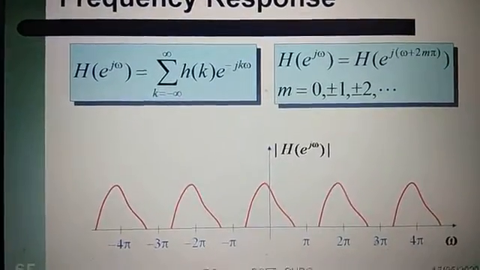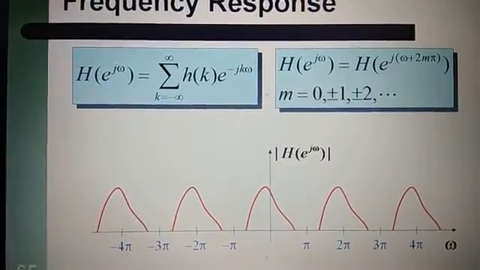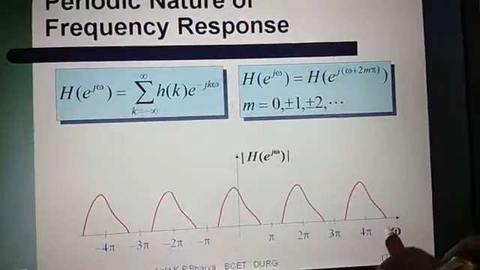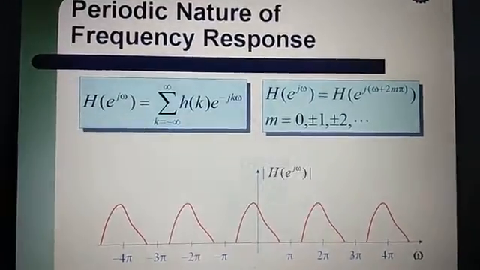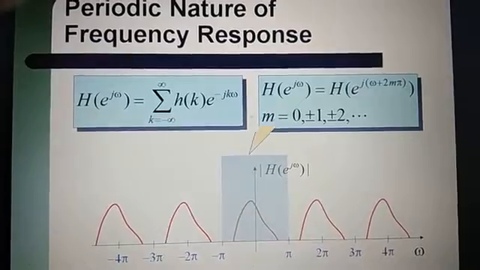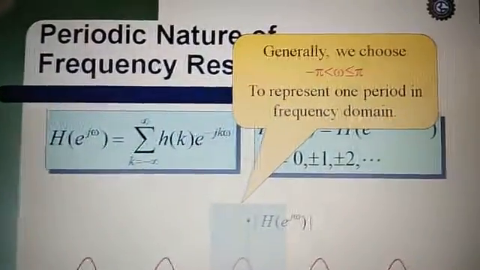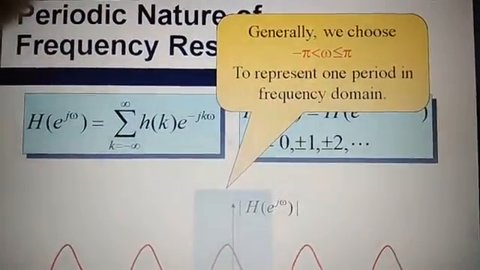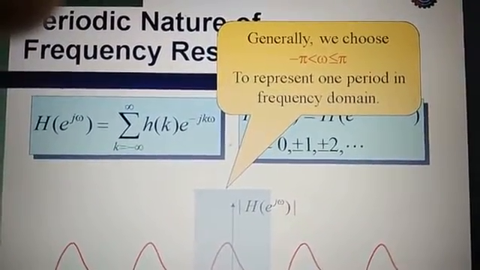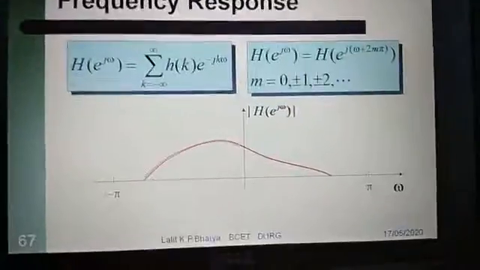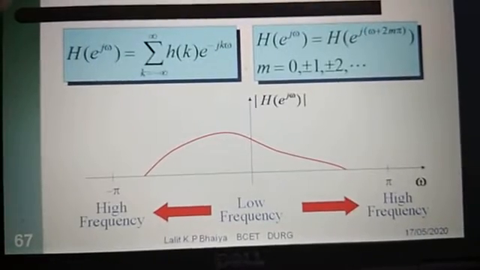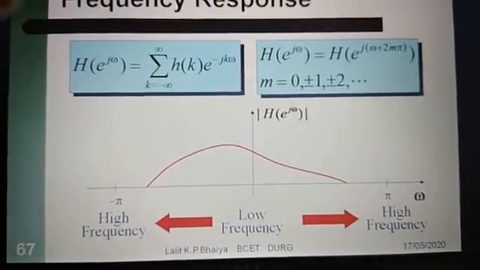This is the frequency response, the magnitude of H of e to the power j omega with respect to omega. This is omega and this is the magnitude here. The periodic nature of the frequency response you can see from the diagram, and generally we choose the range of omega from minus pi to pi to represent one period in the frequency domain, or you may represent it from 0 to 2 pi also. This is the low frequency response, and the high frequency response is shown in the figure here.